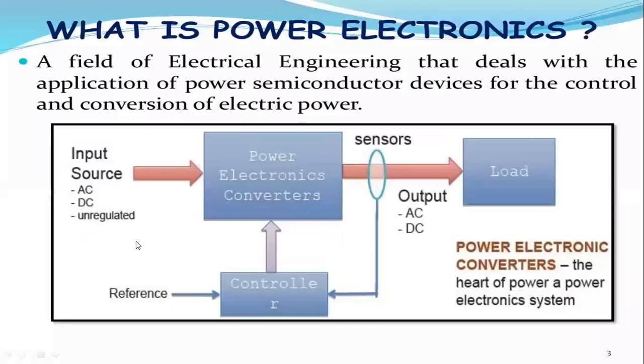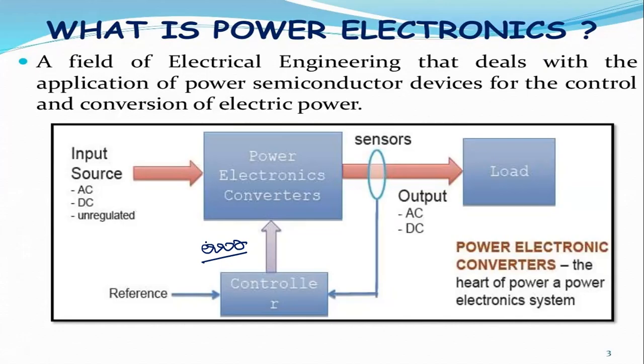Right? I think this explains the things a bit more. The same thing: we have the input source, AC or DC, or it can be unregulated. There will be a power electronic converter, then the output will be there. And the output is again fed back. And this is the reference. You can show on both sides. So based on the reference, we are again getting the error signal, and based on the error signal, we are operating the power electronic converter.